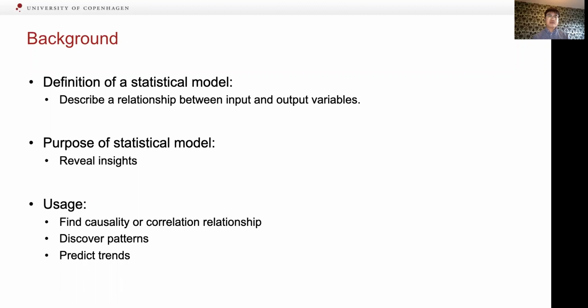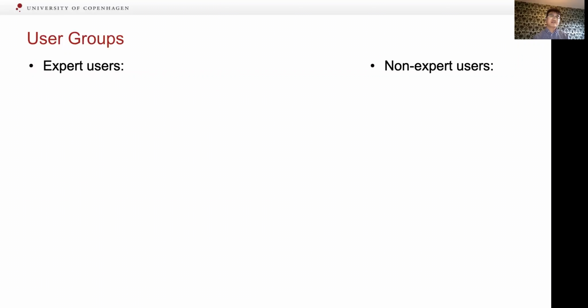A stats model is the use of mathematical methods to describe a relationship between input and output variables. This type of model can help users reveal insights of the underlying data, such as discover the causality or correlation between variables, find patterns in the data, predict future trends, and so on. To gain insights, it is important to have a model with good performance. However, building a stats model is complex and requires essential expertise.